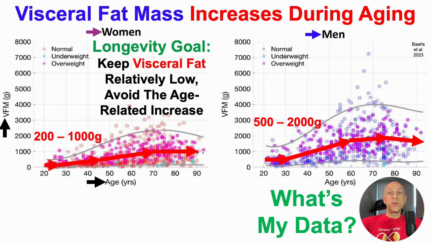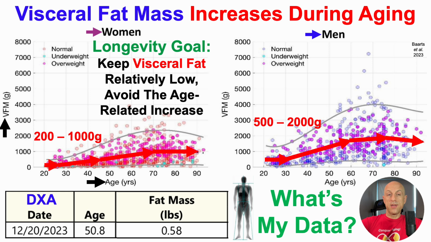So with that in mind, I try to practice what I preach. What's my data? Late last year, in December of 2023, I had a full body DEXA performed, which assesses body composition, including levels of visceral fat, as shown here. We can see that that was a December 20th, 2023 test. My chronological age was around 51 years, and my visceral fat mass was 0.58 pounds, which is 263 grams.